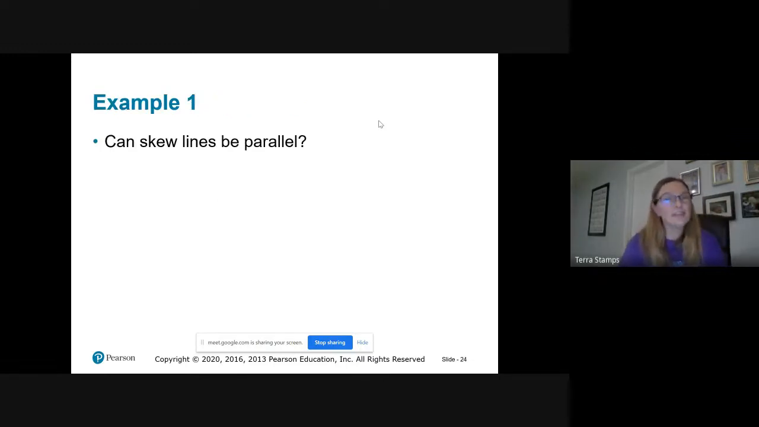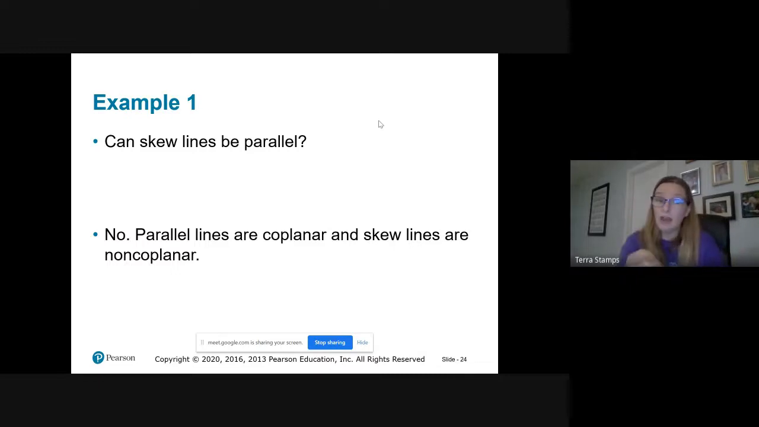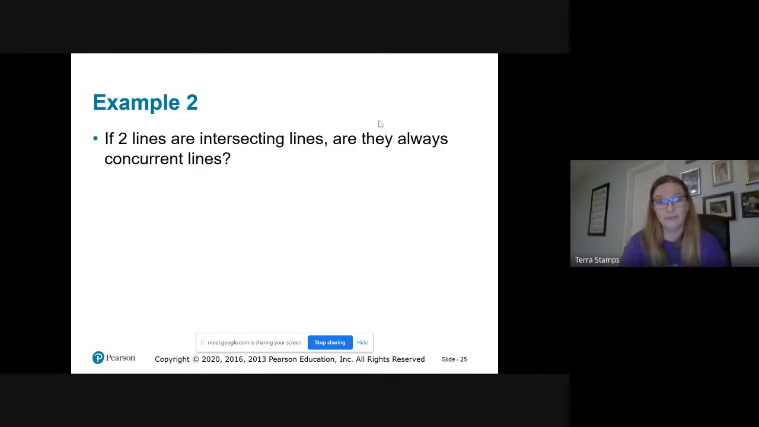Can skew lines be parallel? Because they don't intersect, no. Parallel lines are coplanar. Skew lines are non-coplanar. That's going back to the definitions of those.